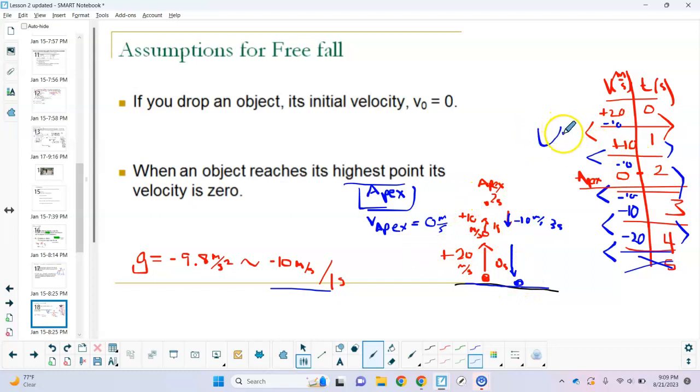So this is on the up part from 0 to 2 seconds. The down part is from 2 to 4 seconds. And the apex occurred at 2 seconds. So that's kind of an important fact. If you look at the shape, it is a parabola.